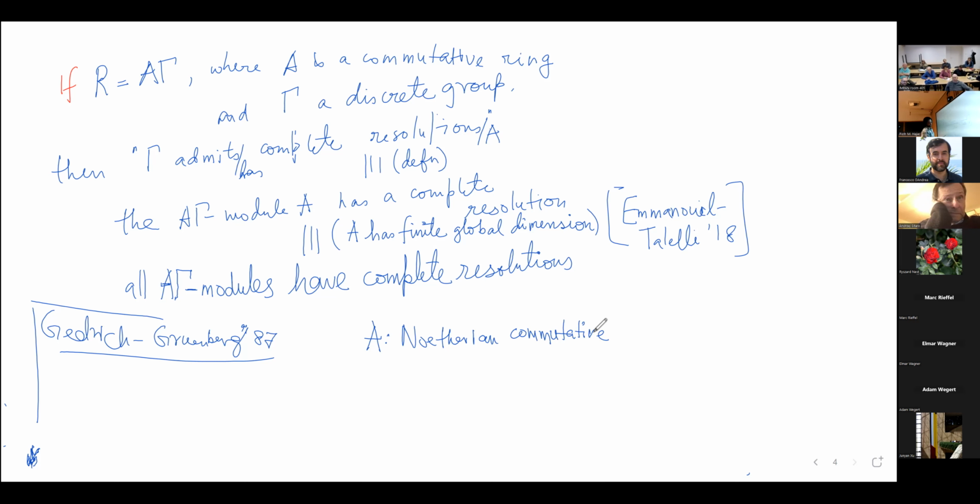And I assume that the global dimension of A is finite and is equal to t. Then for any group Gamma, Gedrich and Gruenberg showed that silp of A Gamma is smaller than or equal to splli of A Gamma plus t.